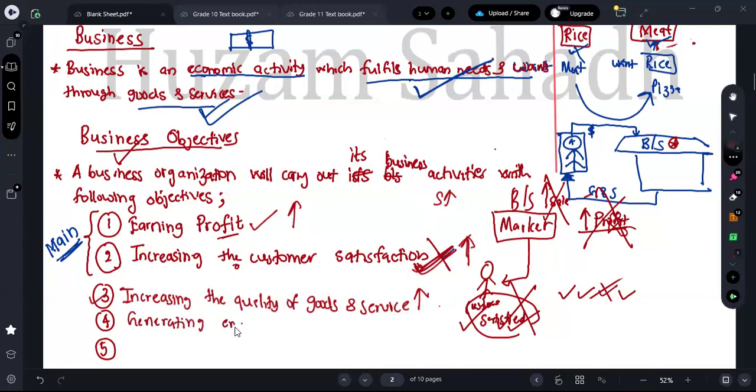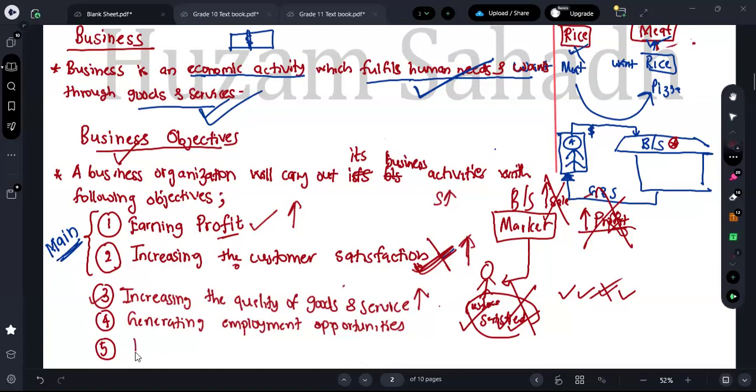Next one is generating employment opportunities. What is meant by generating employment opportunities? Generating employment opportunities means giving work to the people. There might be people who are searching for work. So giving work to the people is known as generating employment opportunities. A business organization will conduct its business activities with the objective of generating employment opportunities for the people.